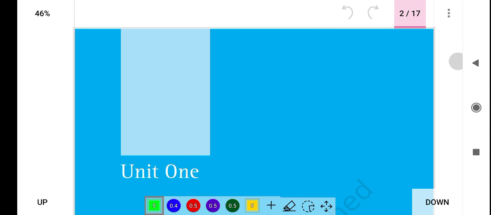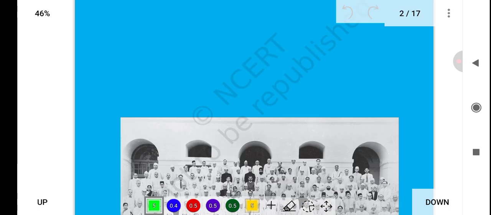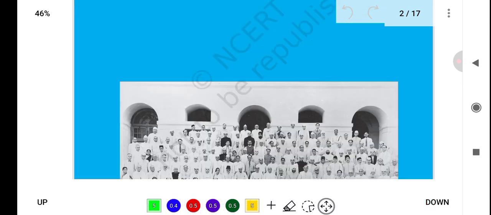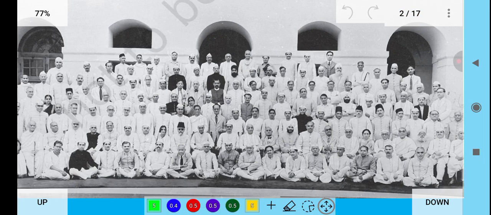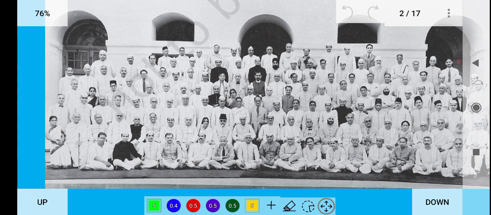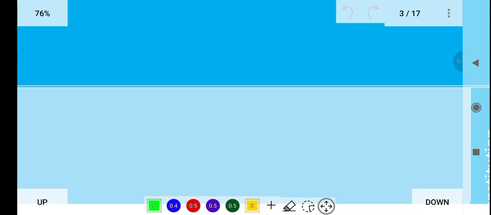So today I'll start 8th class polity NCERT chapter 1. So this is unit 1 actually. So you can see all the Constituent Assembly member pictures been given. If you want you can zoom in and can see whoever are the important personalities also.